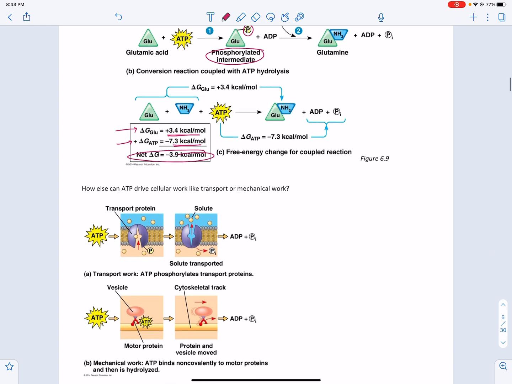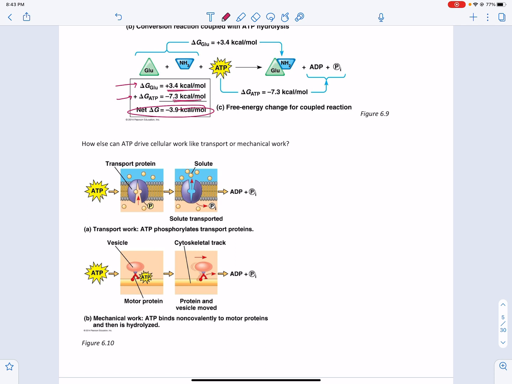In this next example, it's showing a couple of different things. Similarly, we see how these releases of energy help power endergonic reactions. Right here we see a phosphorylated molecule, and the shape changes we talked about before also help move substances across the membrane in a process that requires the energy released from ATP. All right, so that's energy coupling.